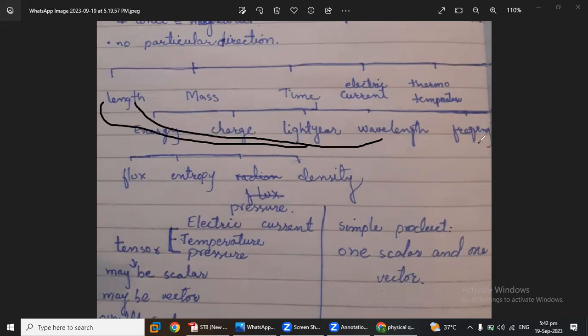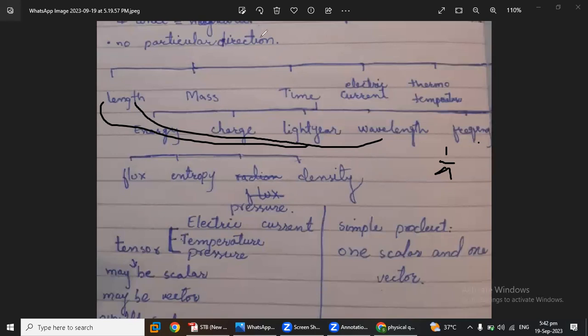We can say frequency is the unit of cycles covered per unit time. So it depends on time. It does not mean that it is a vector quantity. Electric flux, entropy, pressure do not need to be directional, and neither does density.